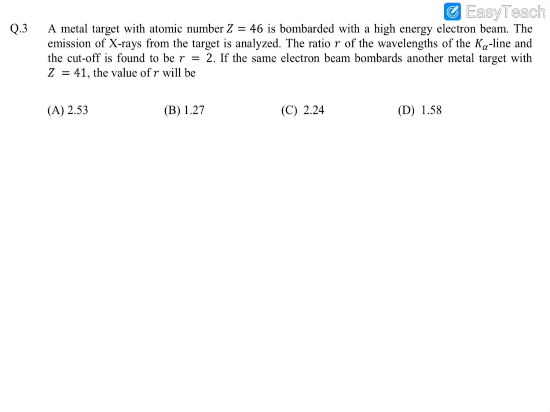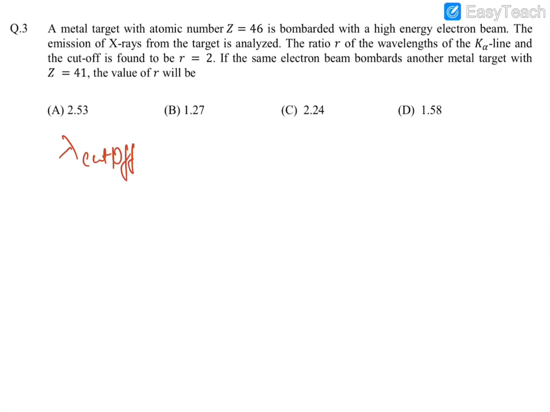In this question, you can see that there is a metal target of atomic number 46 and it is being bombarded with a high energy electron beam, and the emission spectrum of X-rays is analyzed from the target. Now the ratio of wavelengths of K alpha line emitted and the cutoff wavelength is R, and this R is initially 2 when Z is 46. Now the same electron beam is bombarded on another metal target whose Z is 41. We have to find out the new value of R.